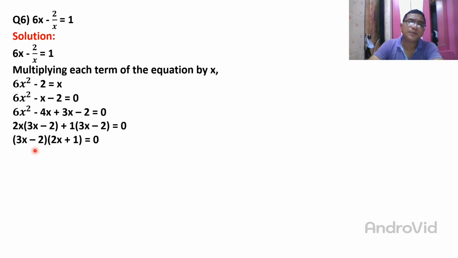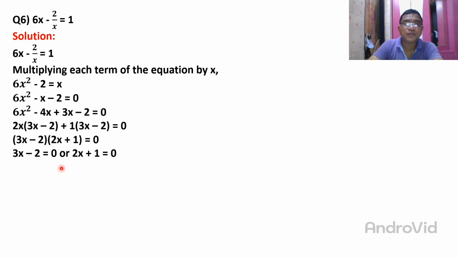So here one possibility is 3x minus 2 is equal to 0, and another possibility is 2x plus 1 is equal to 0. So there are two possibilities. One possibility I write first: 3x minus 2 is equal to 0. And second, 2x plus 1 is equal to 0. Okay, so this possibility we write.